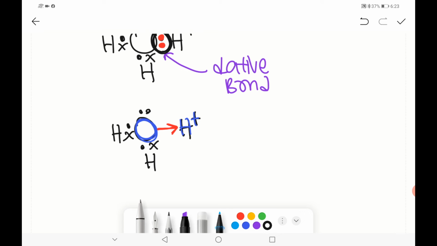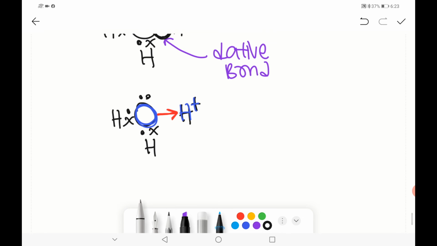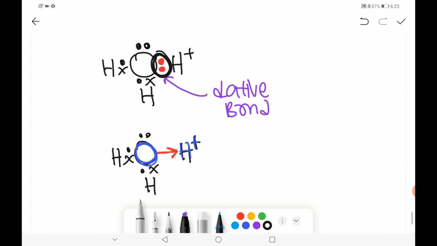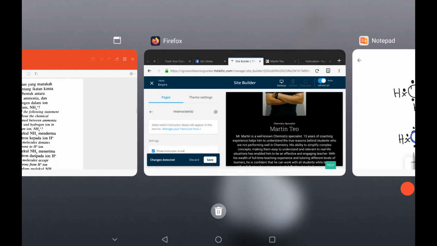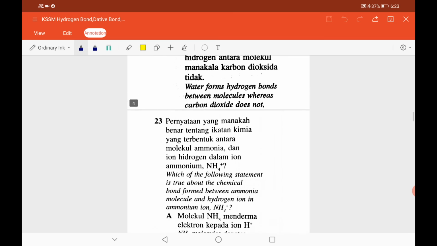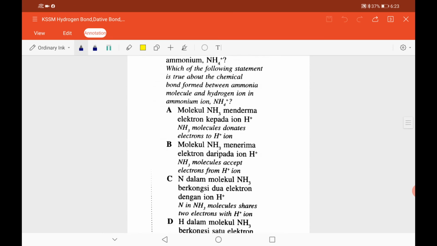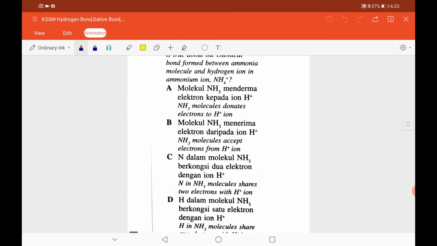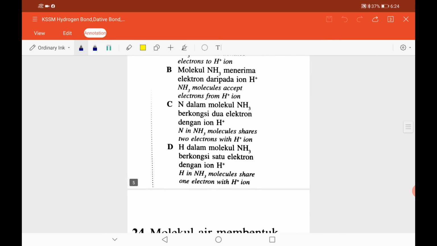So in your exam, when you see a diagram like this and you see there is an arrow, then you will know that they're actually playing around with dative bond. Okay, so that's the concept that you need to know about dative bond. So now let's run through a very quick exercise. Not much exercise, like what I said, because this is a new syllabus. We have about 2 questions here, so we will run through very quickly.